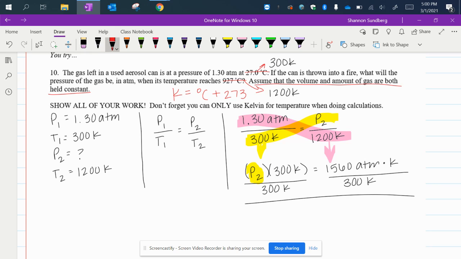When you divide something by itself, it cancels. And same goes for the Kelvin units over here. And I need to pull down my P2. And then 1560 divided by 300 is going to get me 5.2 ATM.